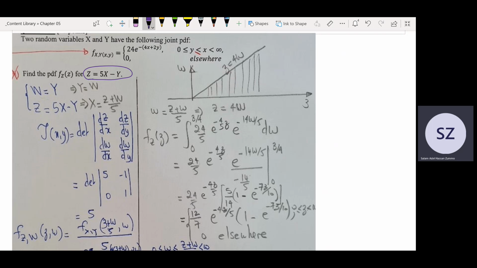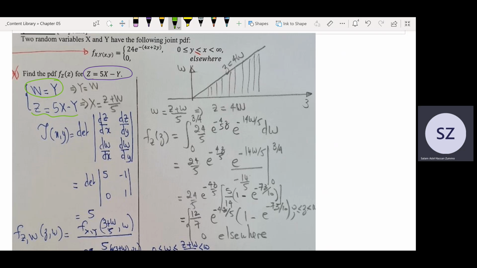One very systematic way to use the Jacobian is to define a new random variable W, which is equal to Y. So W will be defined as Y, and Z will be defined as 5X minus Y. Now we have two new random variables that are functions of two random variables. Now we can apply the same concept.